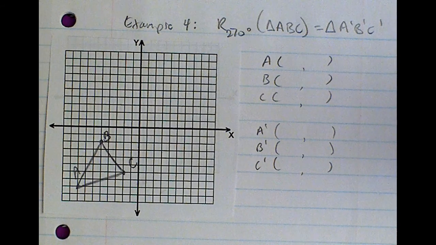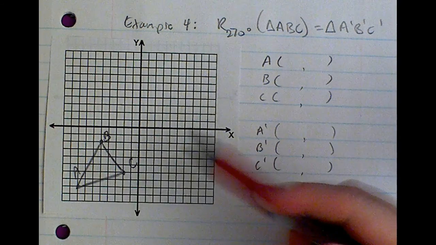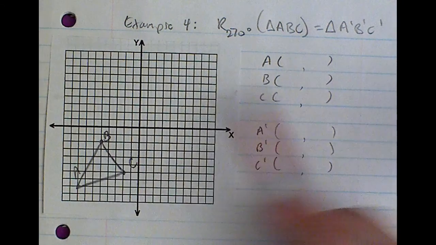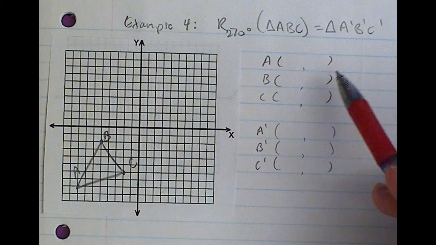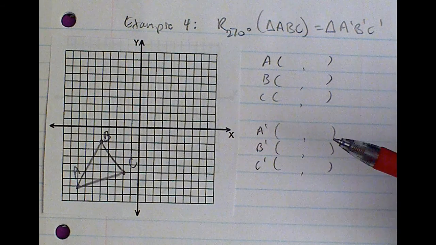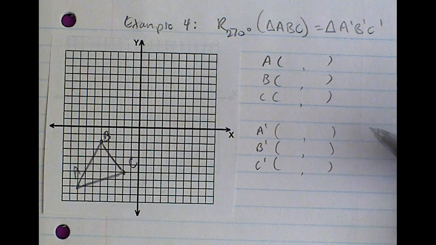Here's the last example, and I'm going to leave you guys to see how far you can get with this problem. I want you to write it down into your notebook. I want you to write the diagram. If you don't have graph paper, do the best that you can to sketch it, and then record the coordinates over here for the pre-image. And then do the best that you can with the rotation. See what you come up with. We'll compare answers when you come back to class.